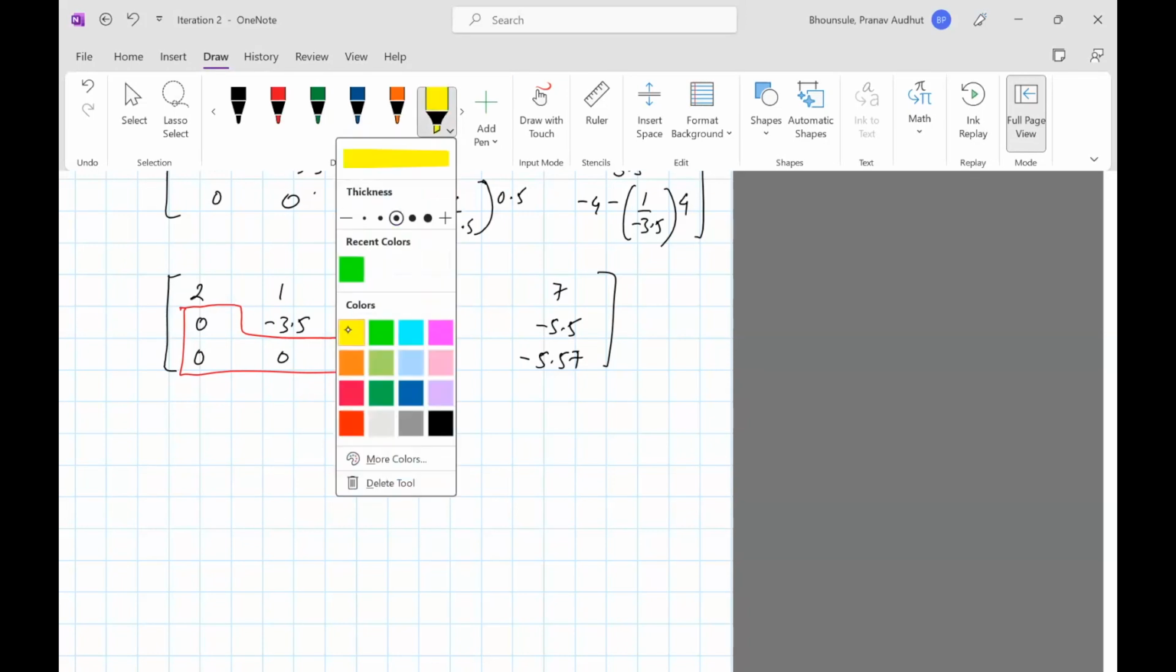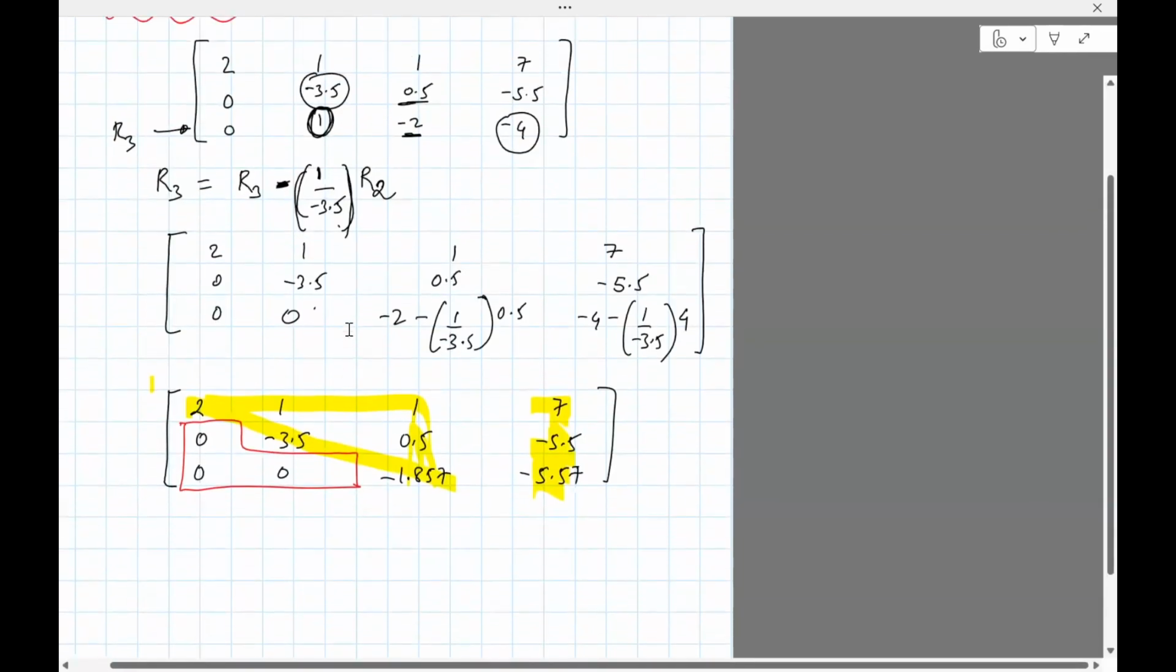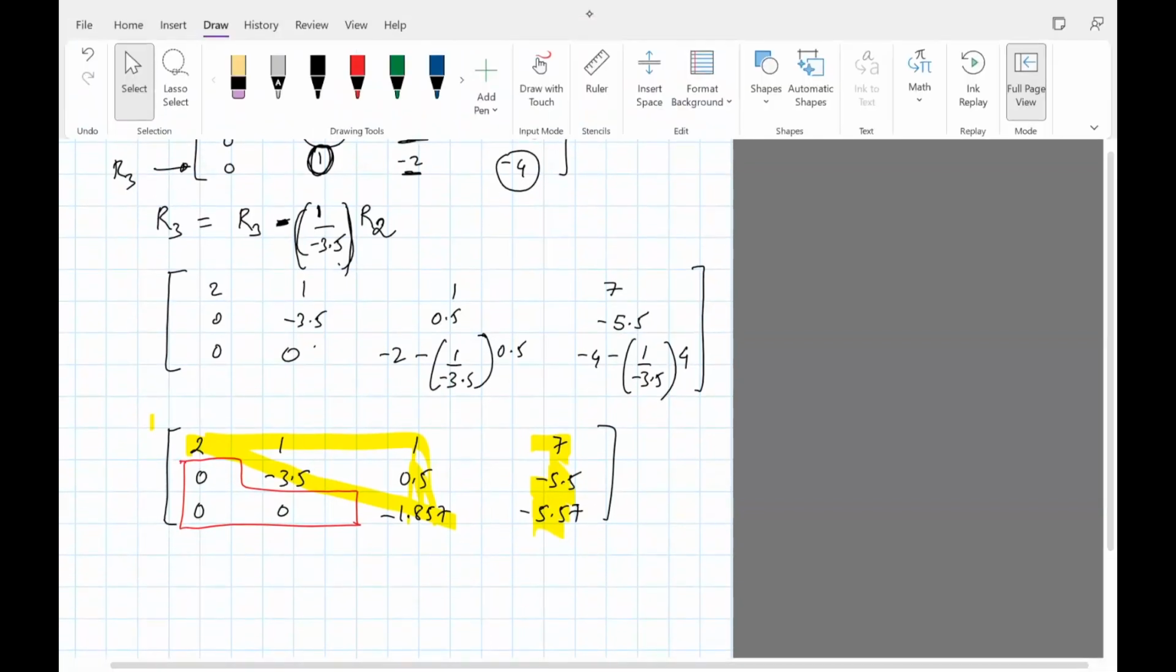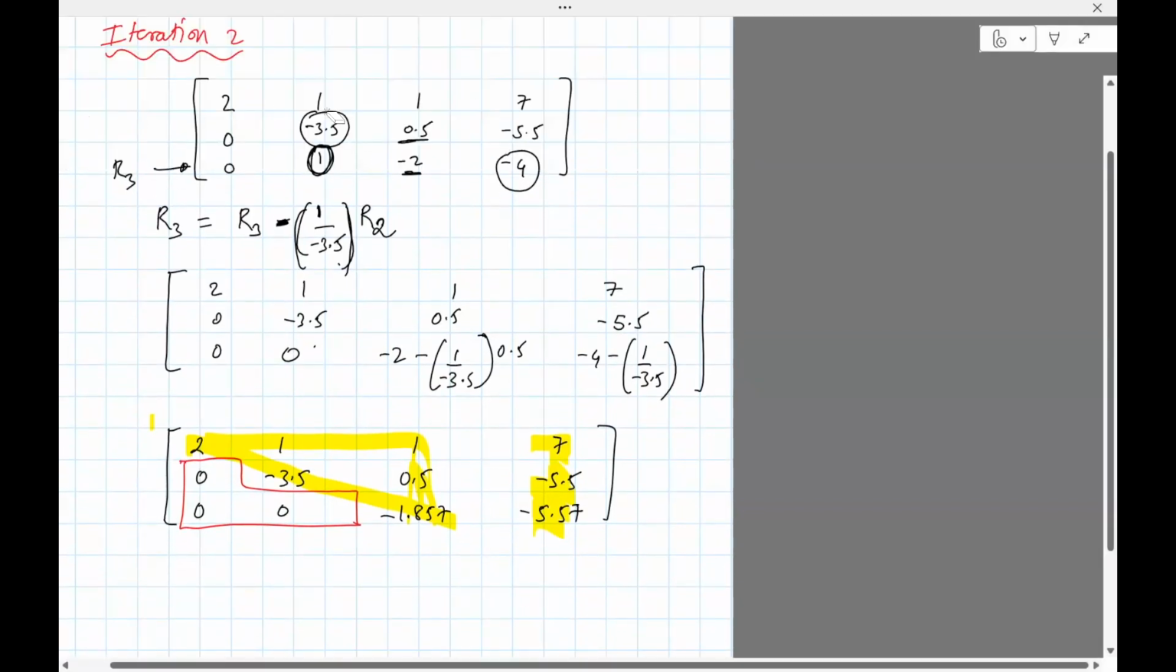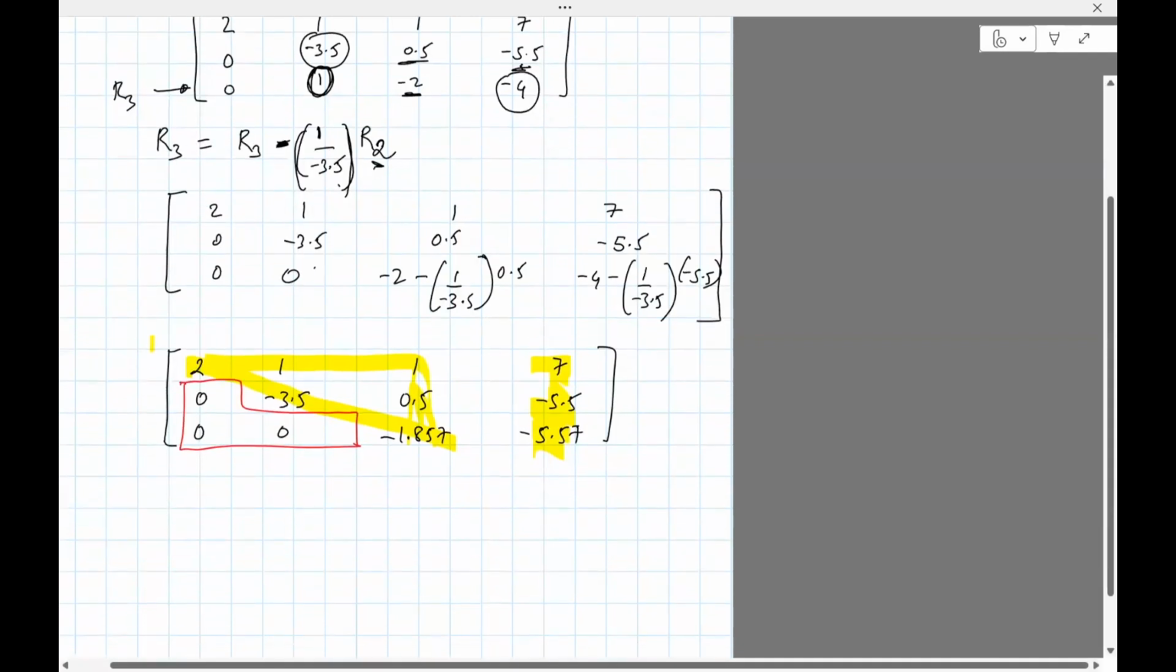For the one that you're writing right now, shouldn't that be negative 4 minus 1 over negative 3.5 times negative 5.5? Oh, did I miss? Yeah, I made a mistake. It's a good catch. This should be negative 5.5 because it's row 2, which is this. Thanks.